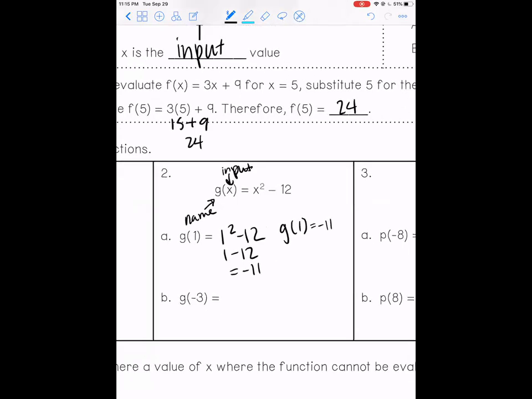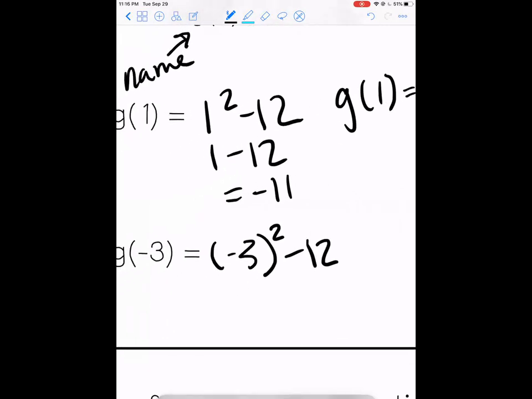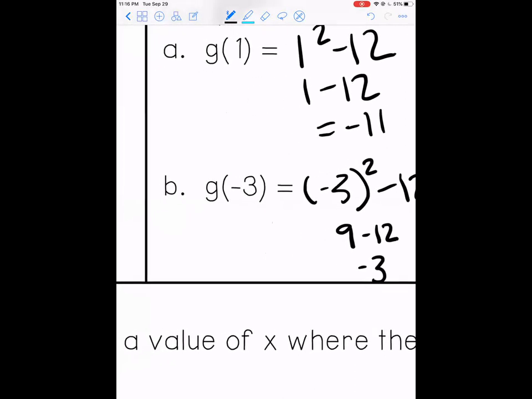Okay, same thing for g of negative 3. Everywhere there's an x, I'm going to put negative 3. It's only in one place. All right, so with the negative sign, negative 3 times negative 3 is equal to 9 minus 12. 9 minus 12 equals negative 3. So g of negative 3 equals negative 3.